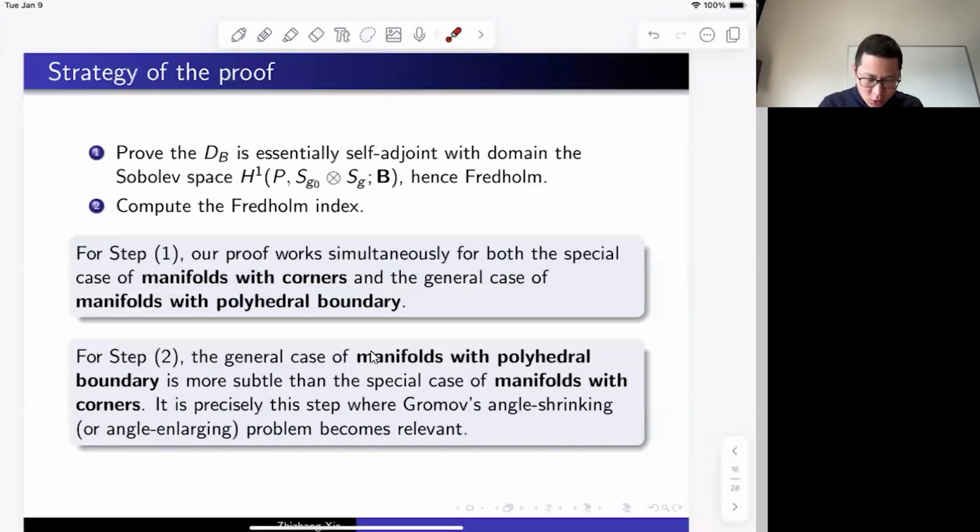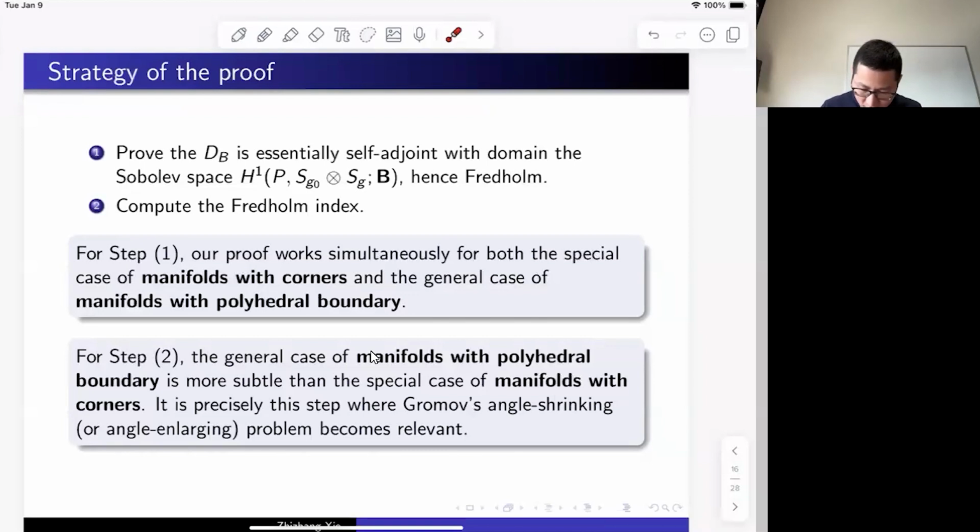As for the essential self-adjointness and the Fredholm, this first part, I've talked about this in this seminar before. So the emphasis of this talk will be on this second part. So how do we actually compute the Fredholm index and how exactly Gromov's angle shrinking problem enters into the proof?